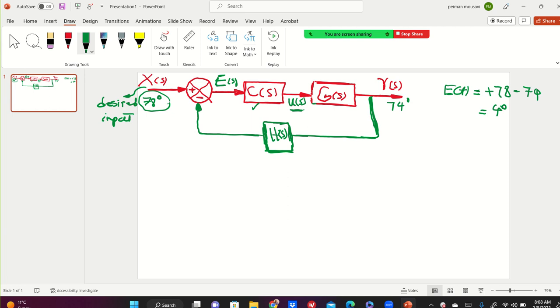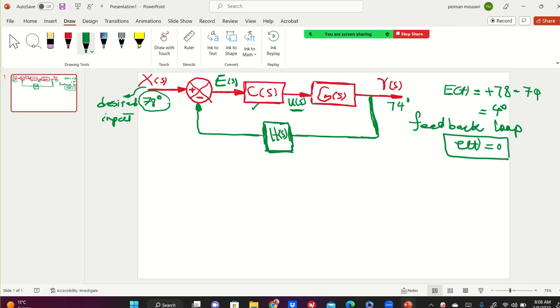And this loop, we are calling it a feedback loop. Feedback, because you are feeding back the real output to be compared with the input of the system. Clear, guys? Yes? This feedback loop is run until your error signal E of t becomes 0, and you reach the temperature that you want.